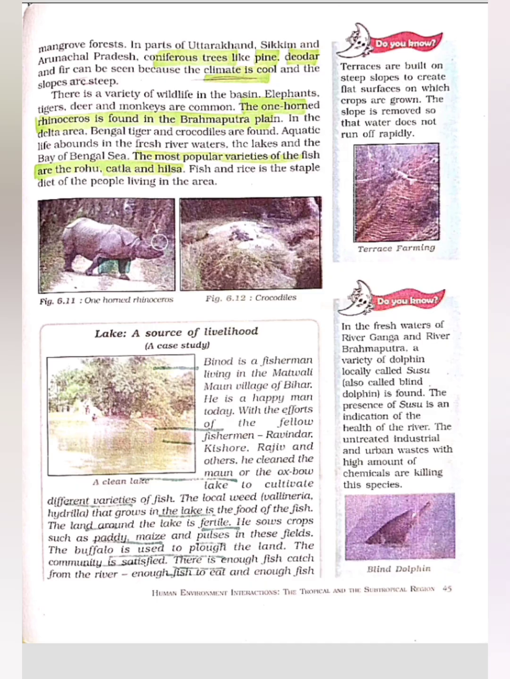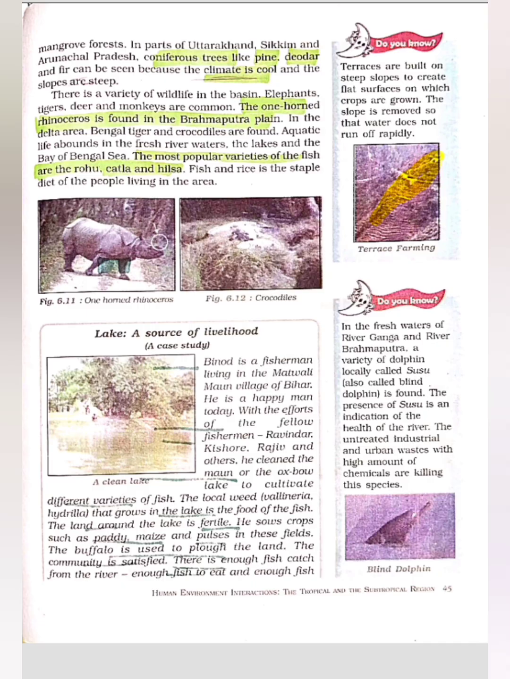And there is fish, and agriculture is also fertile in most areas due to the fertile soil, so they easily get fish and rice. You may see in the figure a one horned rhinoceros and crocodiles. You know that terraces are built on the steep slopes to create a flat surface on which crops are grown. The slope is reduced so the water does not run off rapidly. So irrigation is done by the terrace.